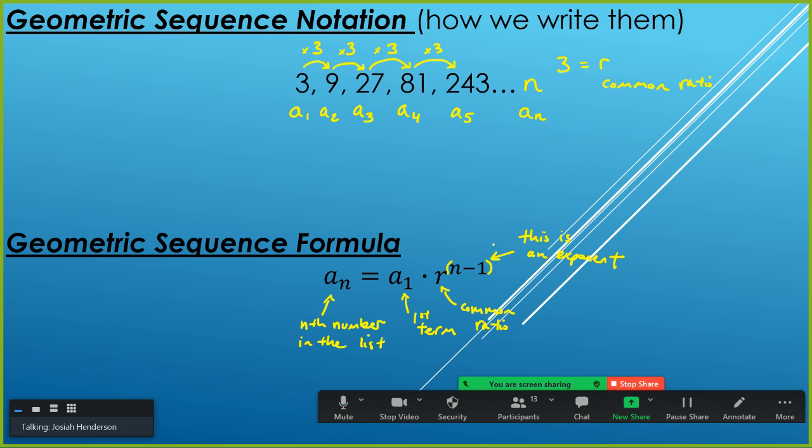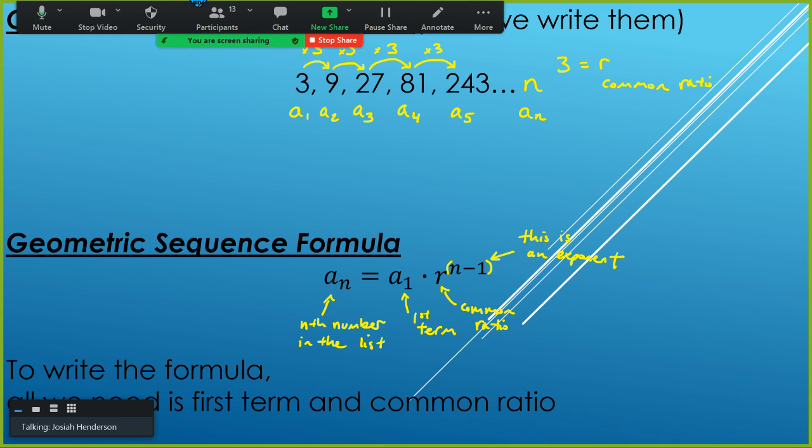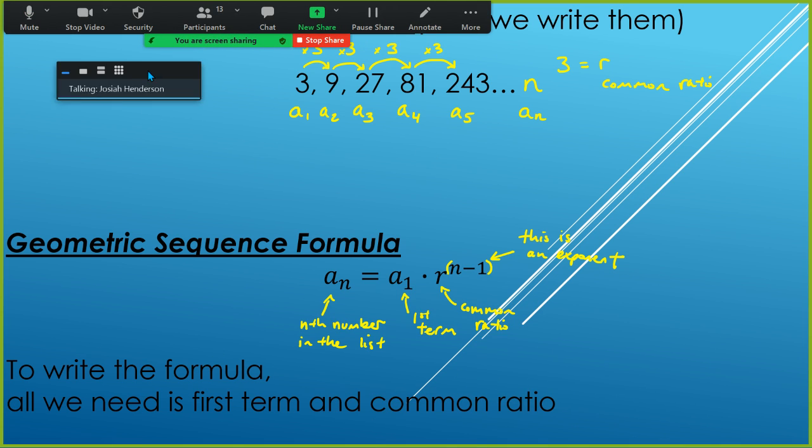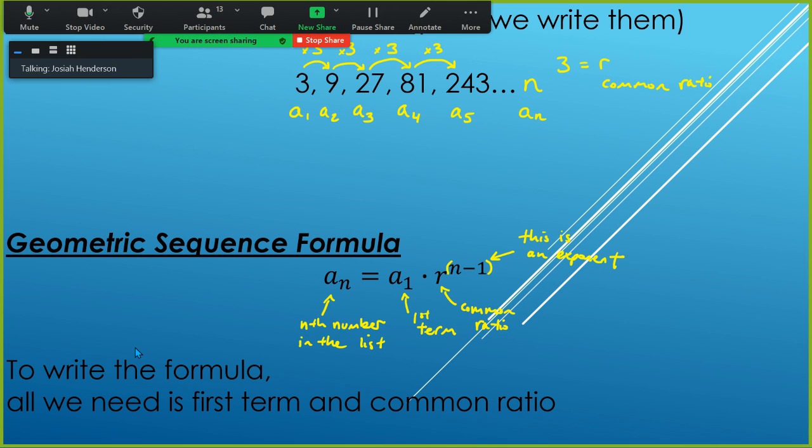Let's see. I want to test it out like we did on Monday. Oh, here's a note I had for us. To write the formula, all we need is the first term and the common ratio. So if we're asked to write the formula, all we need to know for sure is what is a1, the first term, and what is r, the common ratio. And then we're going to plug them into this formula, the blank generic version of it, and then there we go. We could find any number in the list.